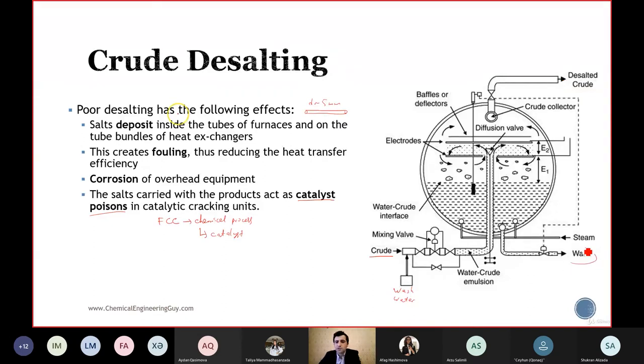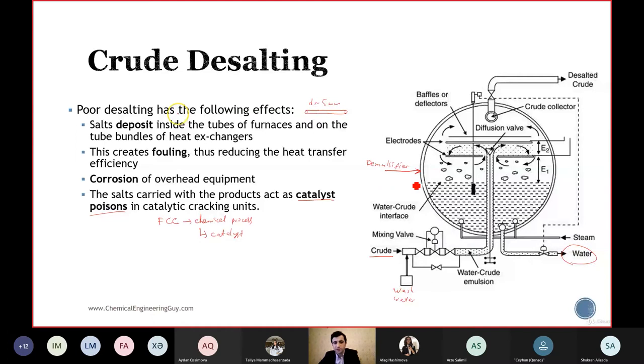What kind of chemicals should we also add here to make the water-crude interface clearer, a better interface? What kind of chemical to create the emulsion here? Maybe surfactant. Surfactant is more about the interfacial, but here we add the demulsifier. Surfactant is used to control the surface tension of the liquid, but here we need demulsifier.